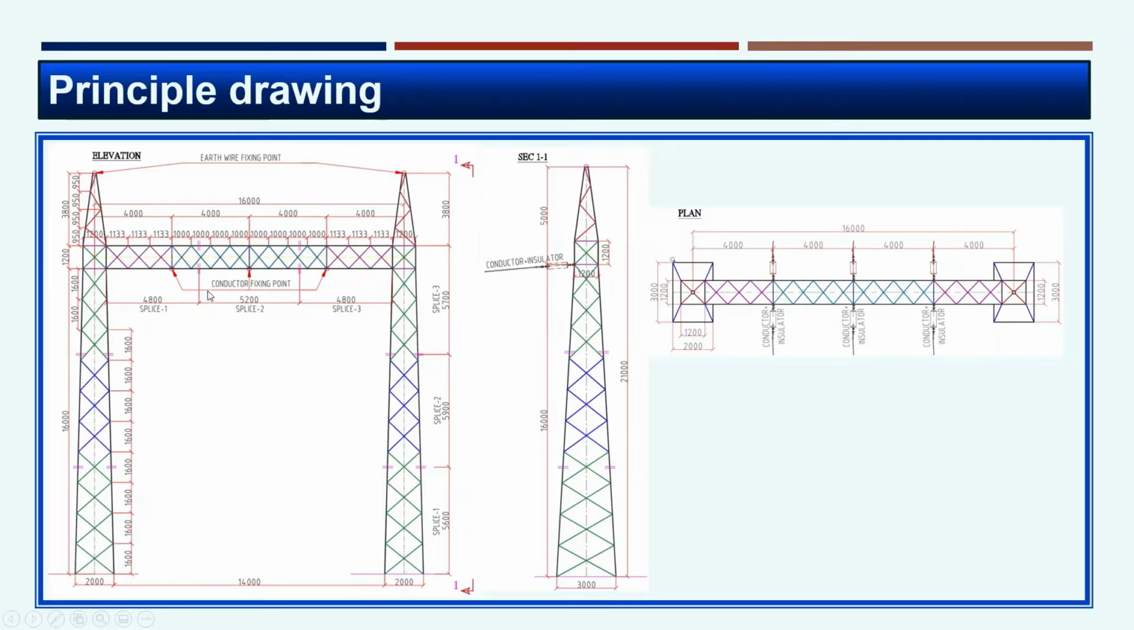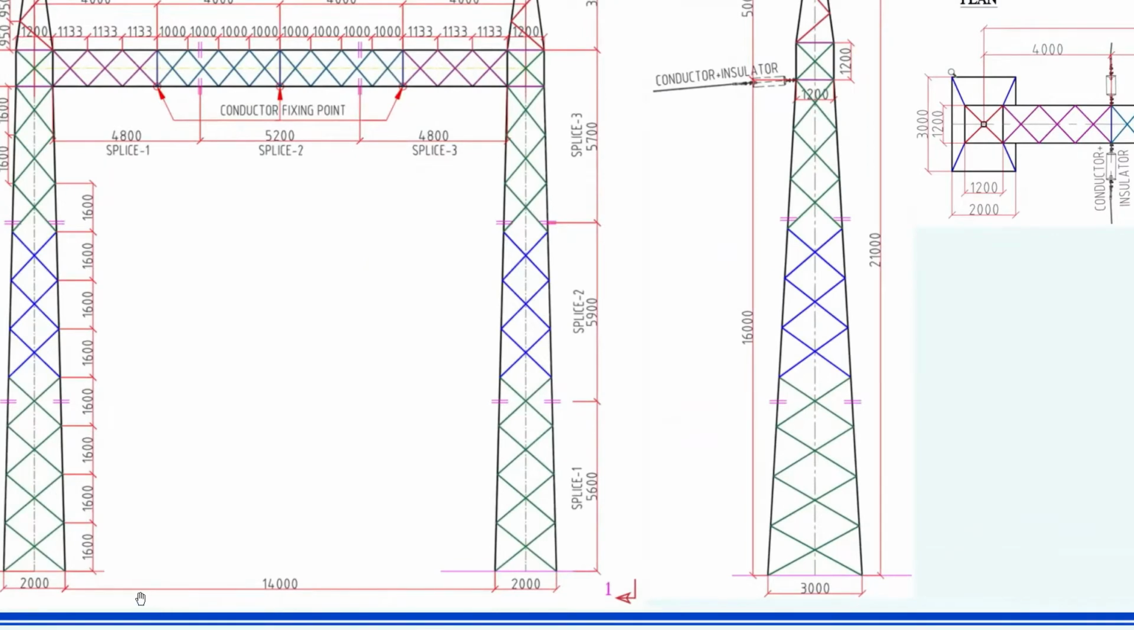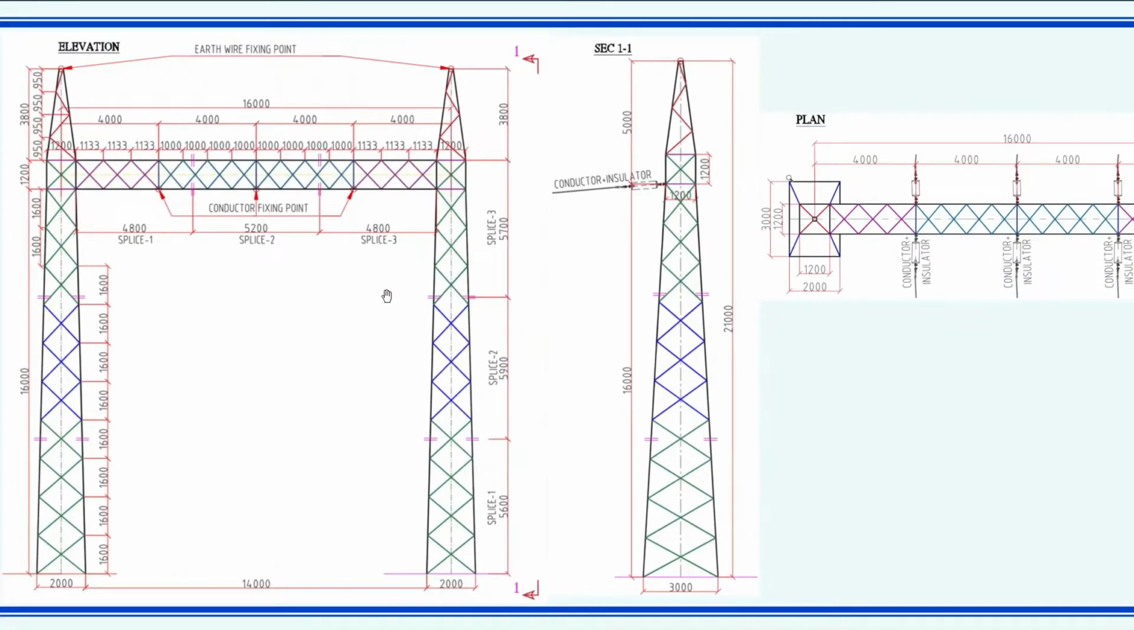The conductor fixing point is called the face to face distance. The face to face distance is 4 meter each, and the face to earth distance, that is to the tower center line, is 4 meter. So this is the configuration of a preliminary drawing, which is related to electromechanical drawings. In the plan view we can also see the same thing. The base dimensions of the tower are 3 meter along the conductor span and 2 meter along the girder span. You can see in the elevation it is 2 meter in girder span and 3 meter in conductor span in section 1-1.